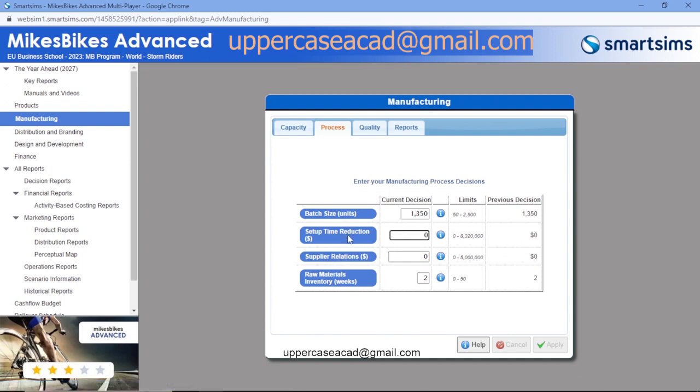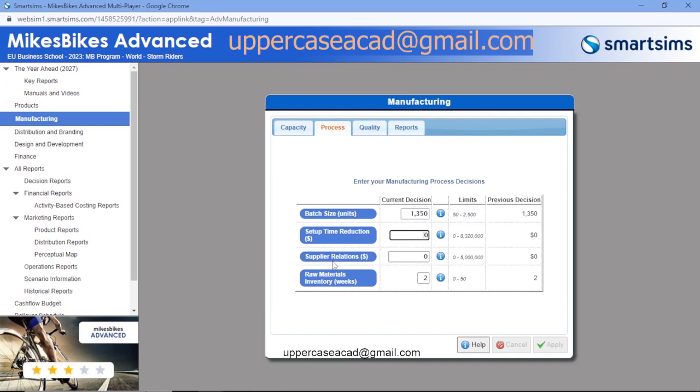So we have the setup reduction time. This is the time your plant will take to gear up for the next batch of bikes to be produced. You can spend money on setup reduction so that you can reduce the setup time. So if you spend money here, you will reduce your setup time.